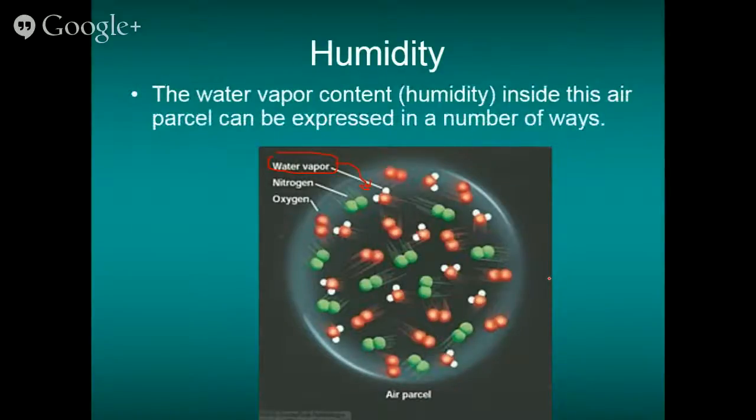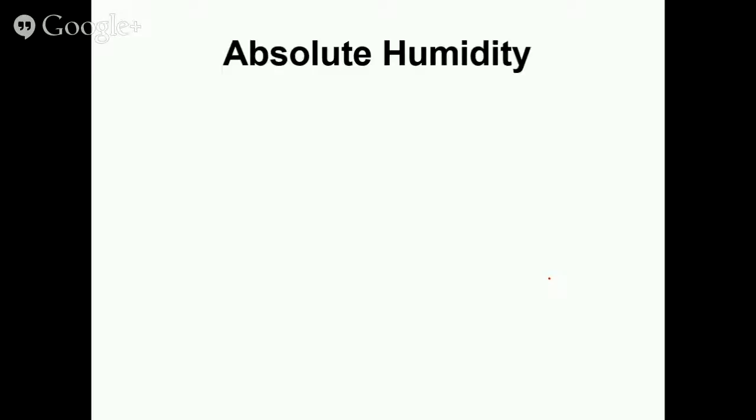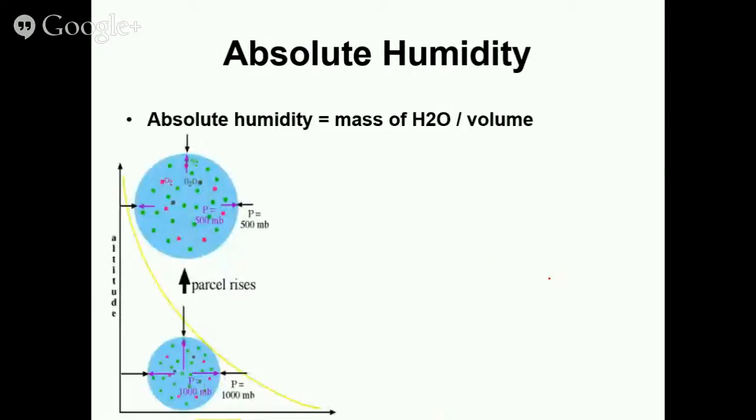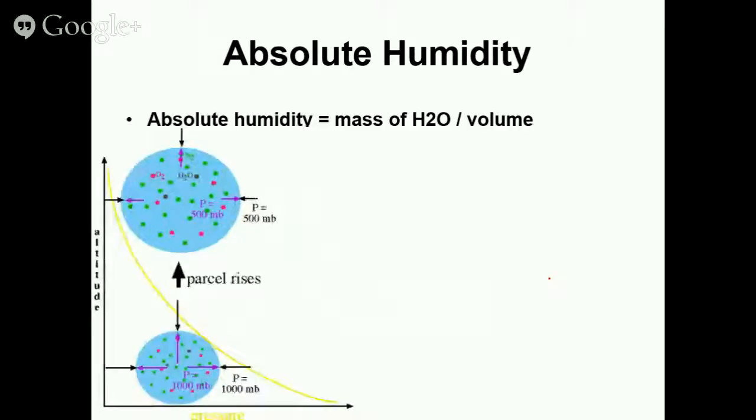When we talk about water vapor content inside this parcel, it can be expressed in a couple of different ways. We're going to start first with absolute humidity. Absolute humidity is a focus upon the amount of water to a volume of air. This can present some problems, and I think they'll become quite apparent when you look at this illustration. Notice the volume of air in the lower illustration. The volume of air is defined by the circle perimeter.